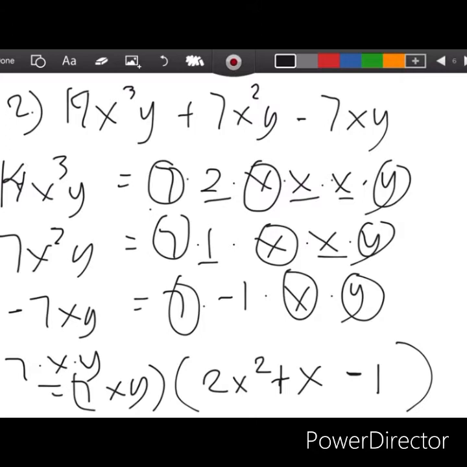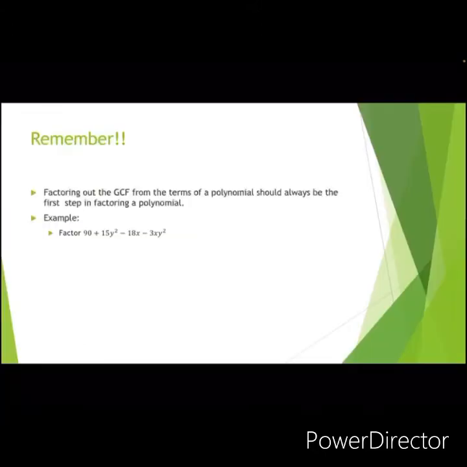The factor of 14x cubed y plus 7x squared y minus 7xy is 7xy times 2x squared plus x minus 1. And remember, factoring out the GCF from the terms of a polynomial should always be the first step in factoring a polynomial.